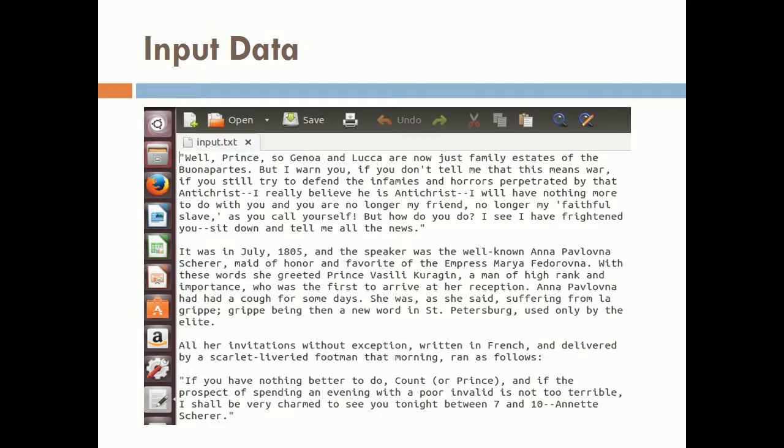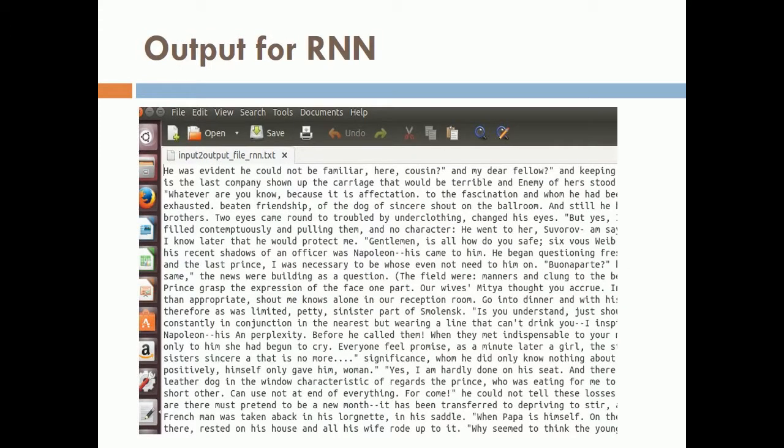Input data. This data is taken from book called War and Peace. This text is of about 1.7 MB. This is output for RNN. So the first line is, he was evident he could not be familiar. We can see that output generated is not realistic.